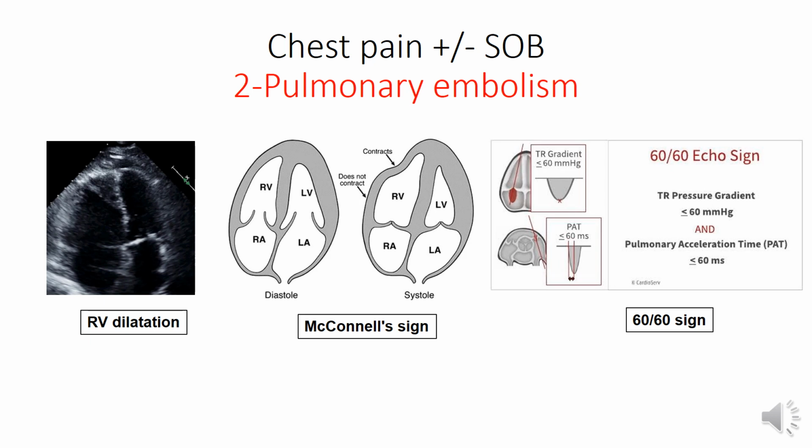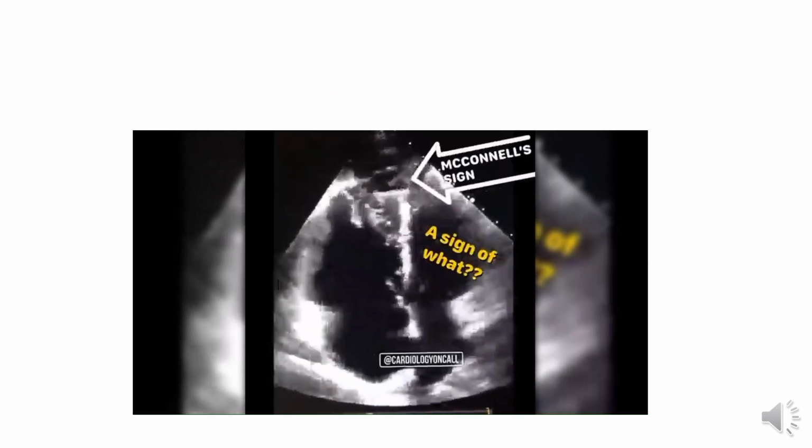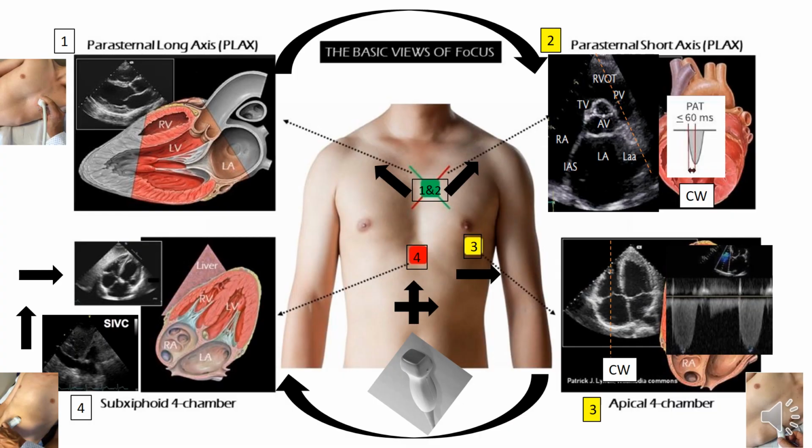If it is also below 60, it is called the 60-60 sign, and it is one of the signs of pulmonary embolism. And here is the Myocardial sign.